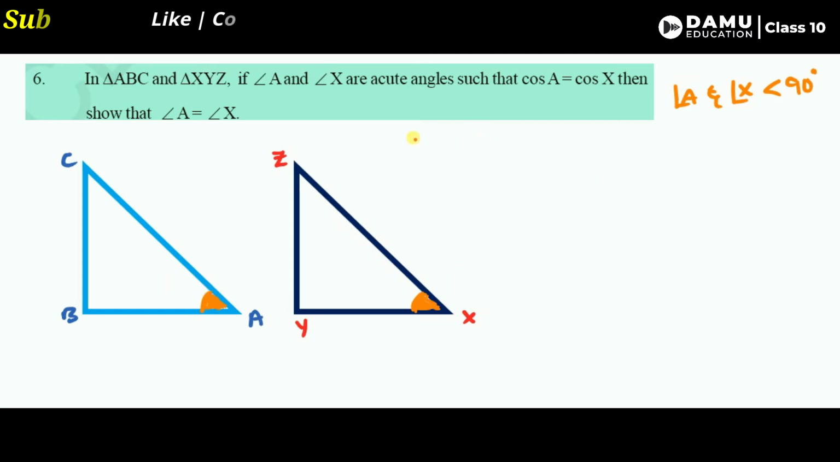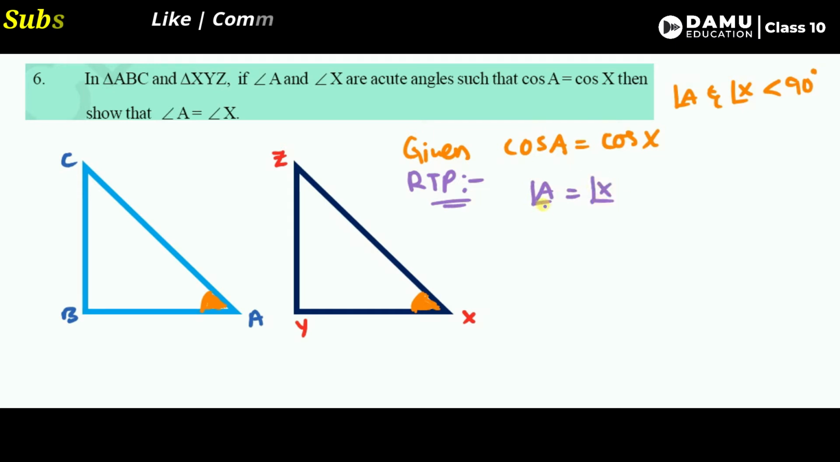So these are the given conditions: cosine A is equal to cosine X. What we have to do is the required to prove: angle A is equal to angle X. We can go with one method. If we can show these two triangles are similar using the similarity rule, then you can say these two angles are equal. So let's take one constant.